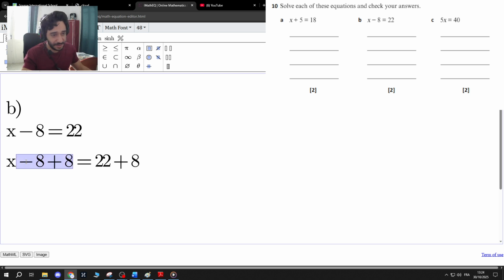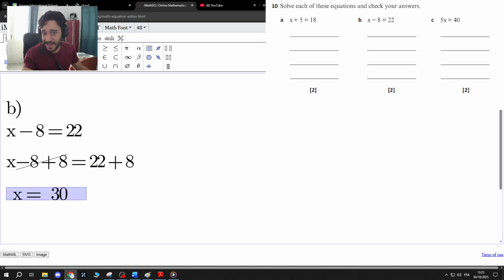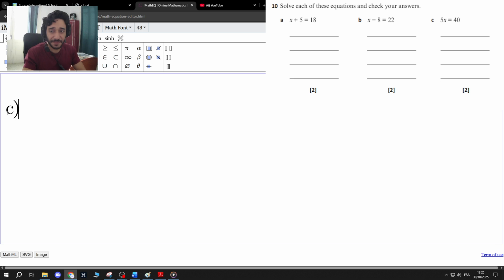These cancel each other out. They become a 0, right? So let's cross them out. And then I will have x remaining on this side. And what's 22 plus 8? That is 30. Would you look at that? I just found the answer to B. X is equal to 30. Nice. Now let's move on to C.